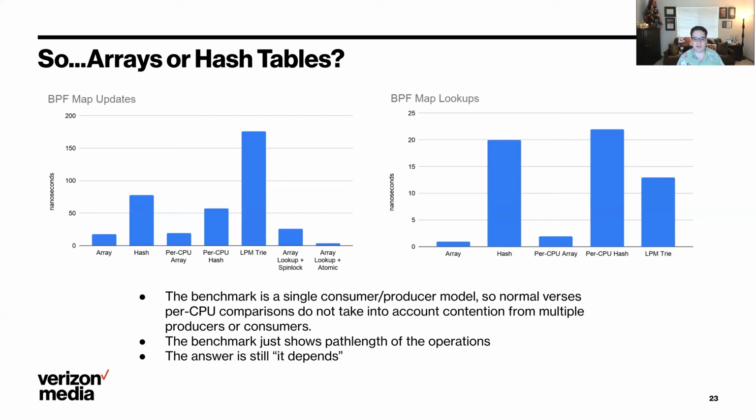That's good to point out because the tests I'm running are single consumer-producer models. So there's no contention that actually occurs. We're just seeing raw path length without any of those more complicated interactions. So you have to be careful of that when you're looking at these measurements. And again, arrays or hash tables, the answer is still it depends.